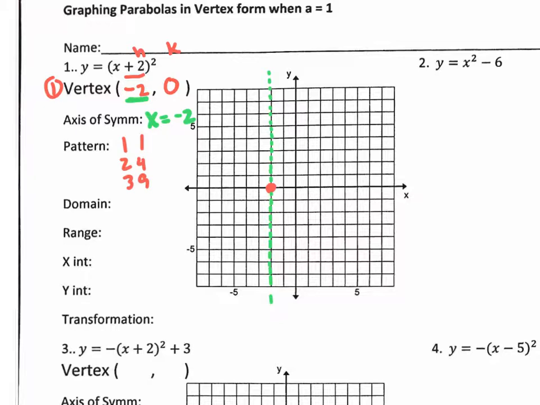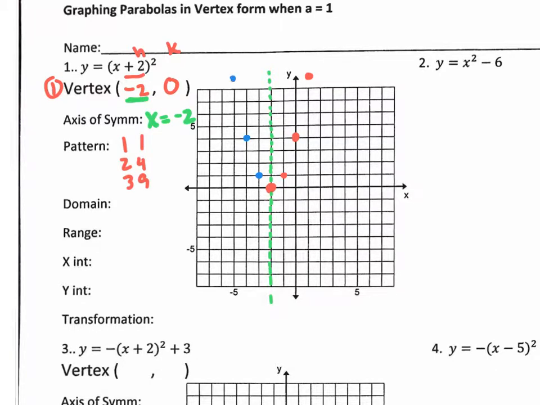And let's use the pattern. 1 over, 1 up. Let's put a dot right there. Let's go back to the vertex and go 2 over, 1, 2, 3, 4 up, and put a dot right there. And then if we go back to the vertex and go 3 over, 9 up, I'm going to be off the graph just by 1. So I might as well plot it. You don't have to, but since it's only off by 1, I want to plot it right there, 1 unit off. And of course, you use that axis of symmetry, that green dotted line, to reflect those points to the other side. That way it makes it super easy to graph.